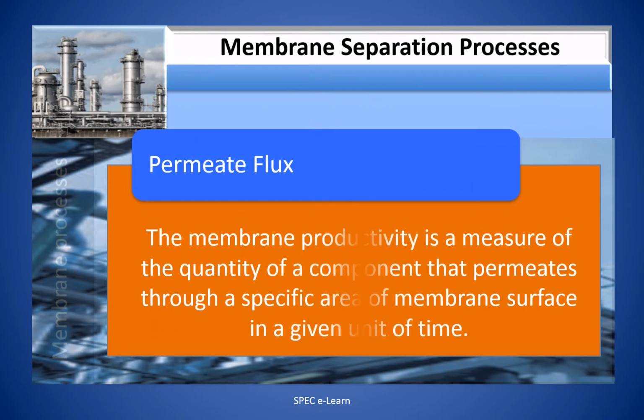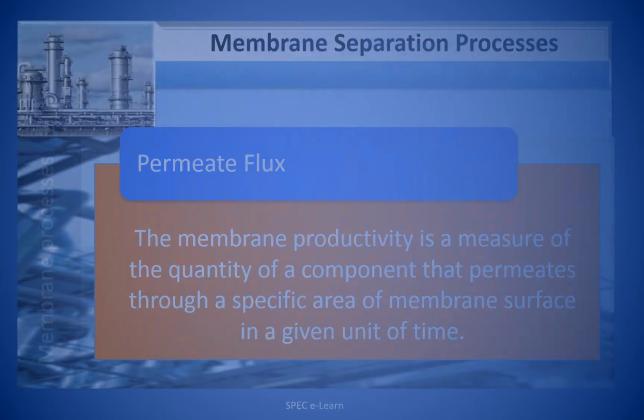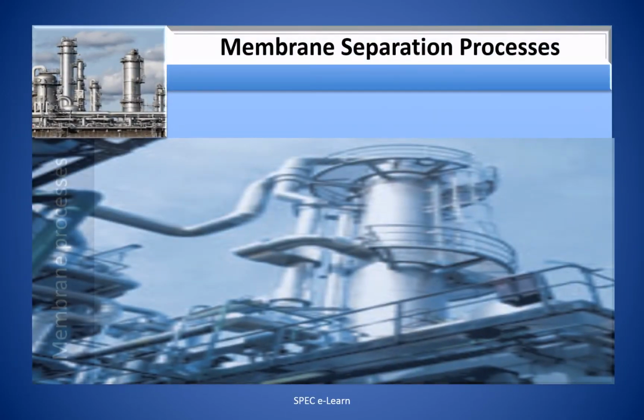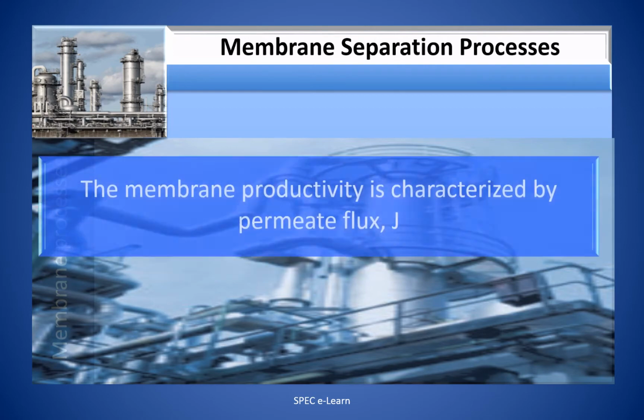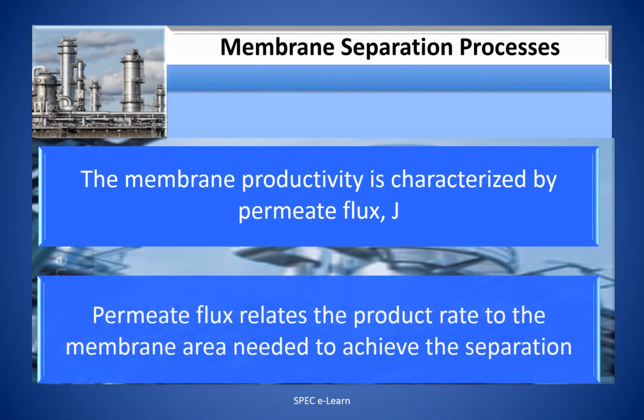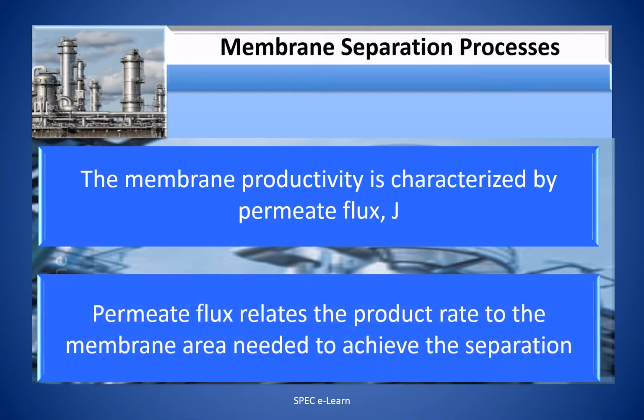Permeate flux. Membrane productivity is a measure of the quantity of a component that permeates through a specific area of membrane surface in a given unit of time. The membrane productivity is characterized by permeate flux J. Permeate flux relates the product rate to the membrane area needed to achieve the separation.